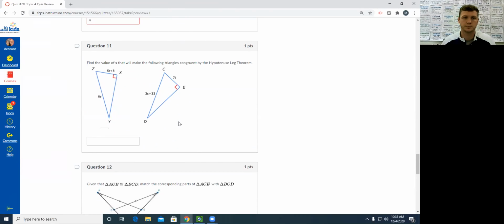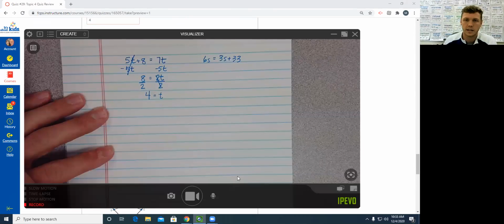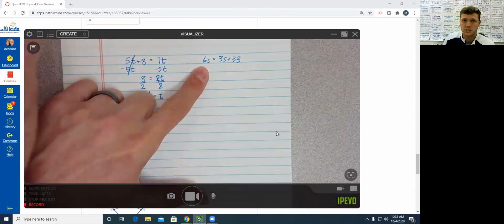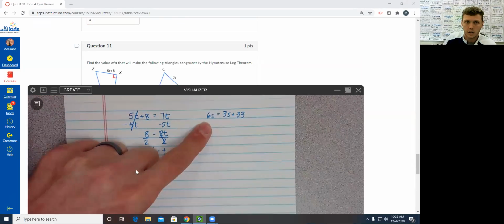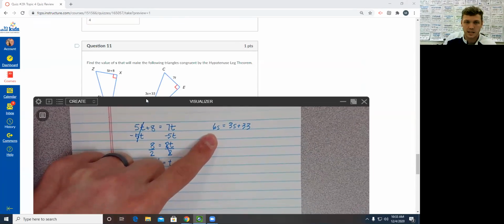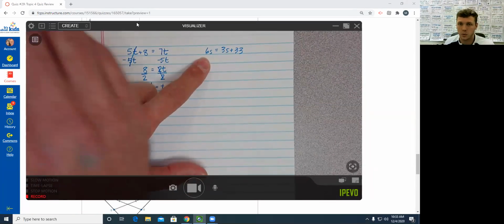Okay, question number 11. Find the value of S that will make the following triangles congruent by the hypotenuse leg. All right? Same thing. The hypotenuse, they need to be congruent. So we're going to do the same thing that we just did. We're going to take those two expressions, 6s and 3s plus 33, and set them equal.